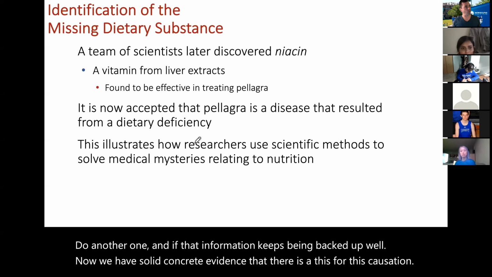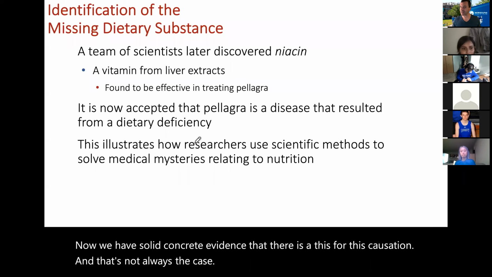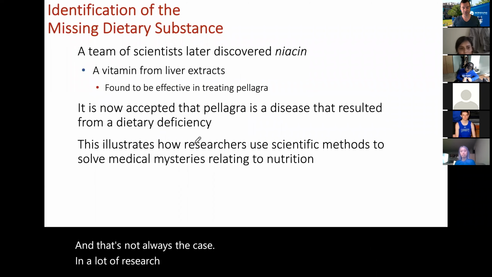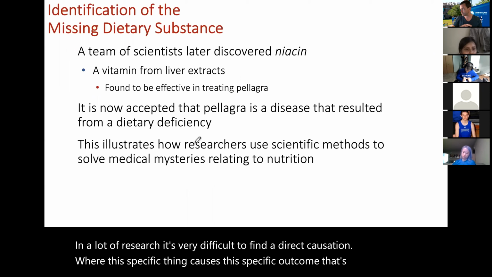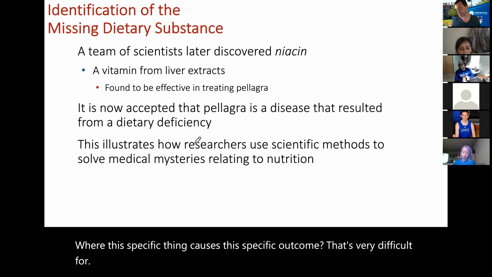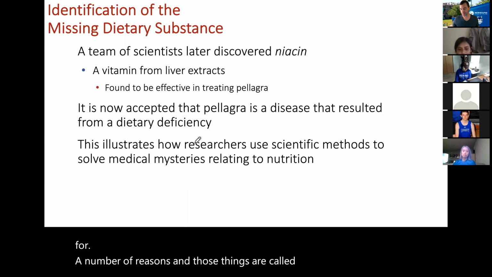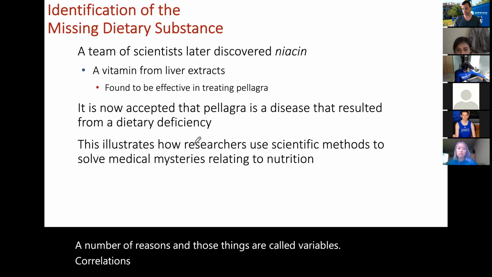And that's not always the case. In a lot of research, it's very difficult to find a direct causation, okay? Where this specific thing causes this specific outcome. That's very difficult for a number of reasons, and those things are called variables, okay? Correlations are generally what we find more times than not.